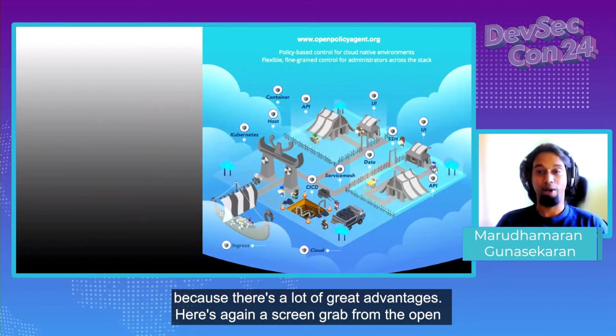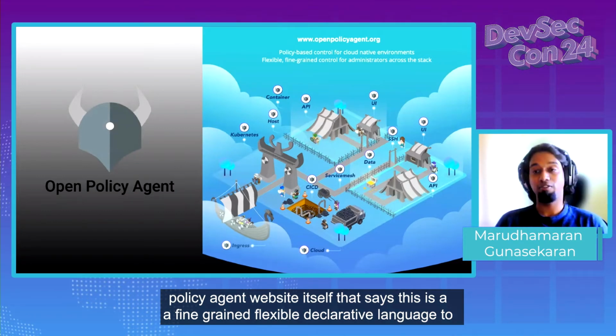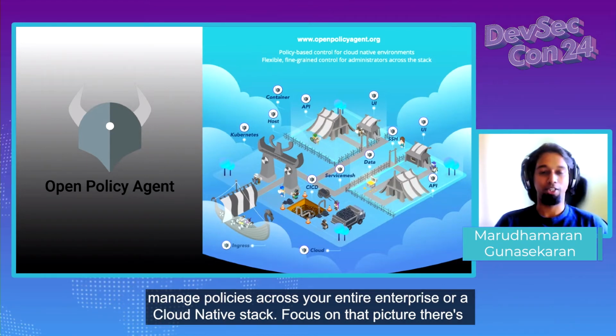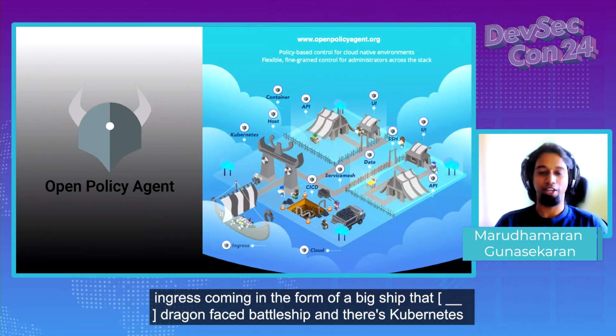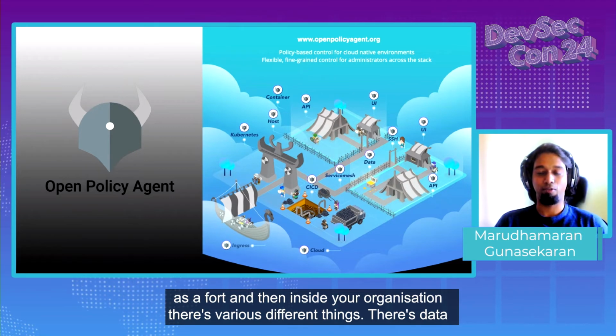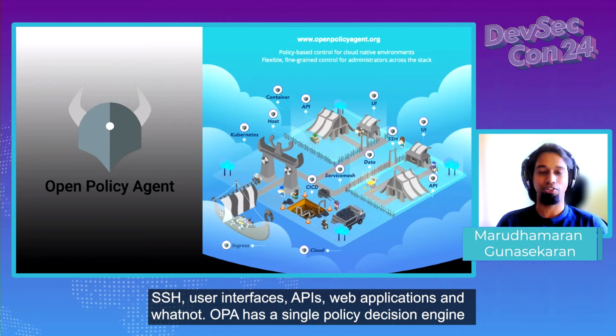Here's again a screen grab from the Open Policy Agent website itself that says this is a fine-grained, flexible, declarative language to manage policies across your entire enterprise or cloud-native stack. Focus on that picture. There's ingress coming in the form of a big, dragon-faced battleship, and there's Kubernetes as a fort. And then inside your organization, there are various different things: data, SSH, user interfaces, APIs, web applications, and whatnot.